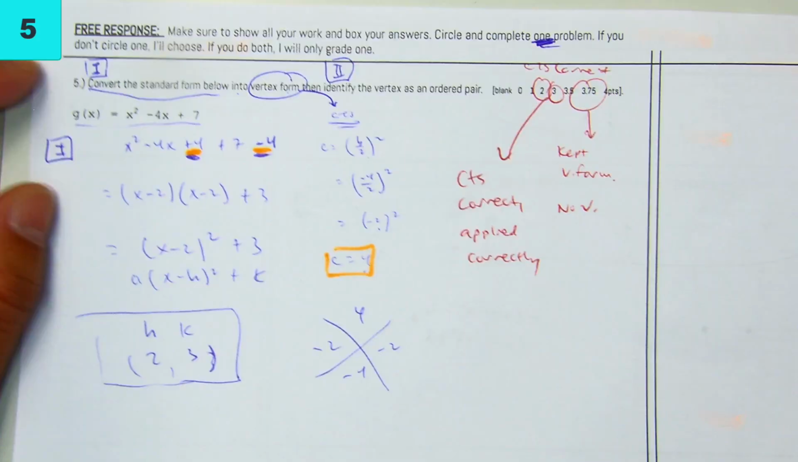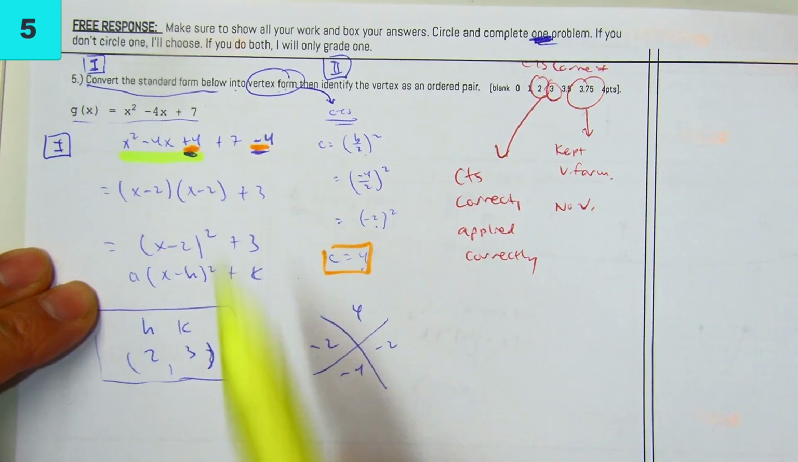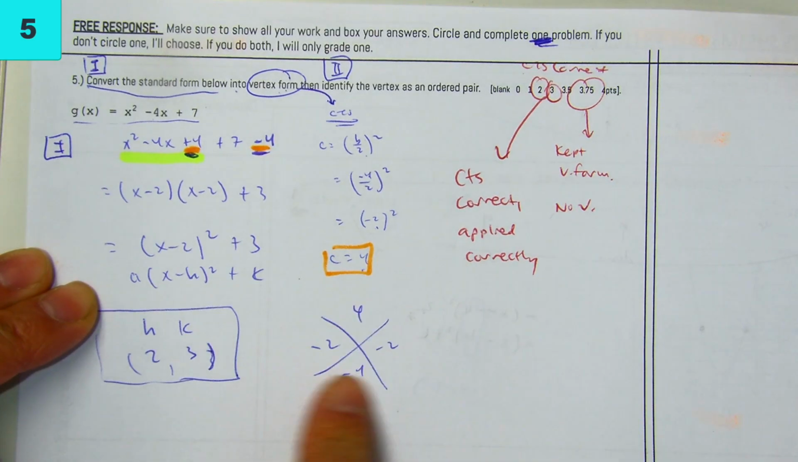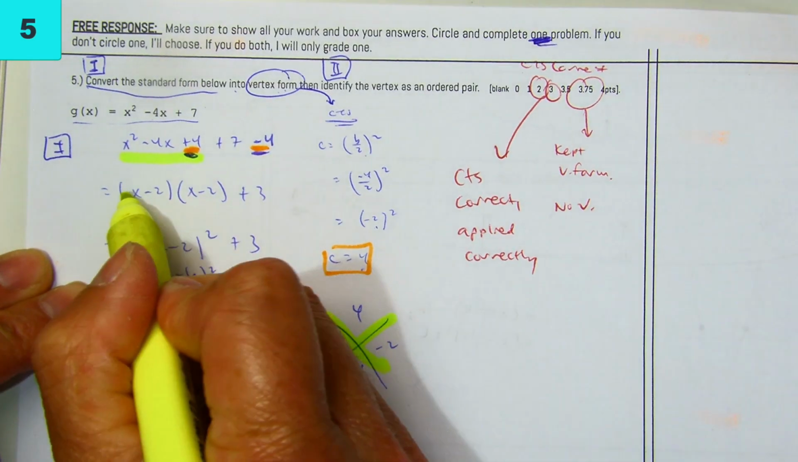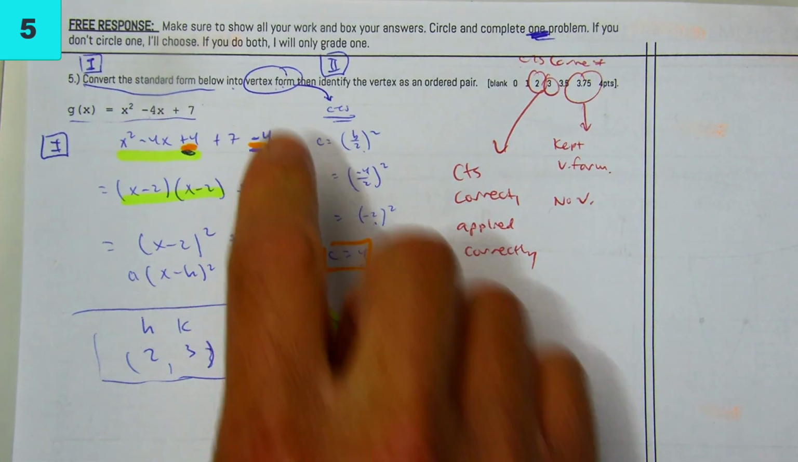Okay, so if you factor here in the yellow, using your x, then you would have gotten this as your answer. Put it together, you have (x - 2) squared. 7 minus 4 is 3.